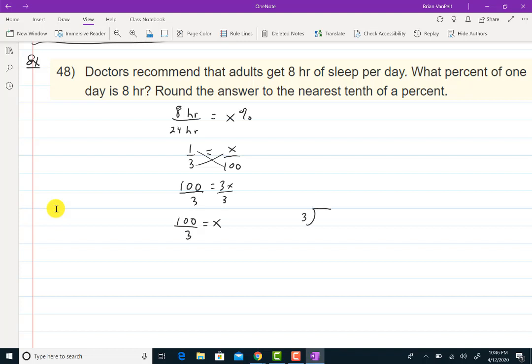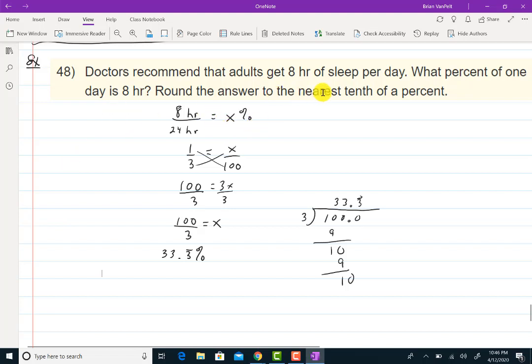3 goes into 100 how many times? Well, 3 goes into 10 3 times. I subtract. 3 goes into 10 3 times. I can see where this is going. I think I'm going to go decimals because this is very simple. I keep having tens. 3 goes into 10 3 times. Hopefully you can see that we're going to get 33.3 with a bar over it. So 33.3 with a bar over it percent is my answer.